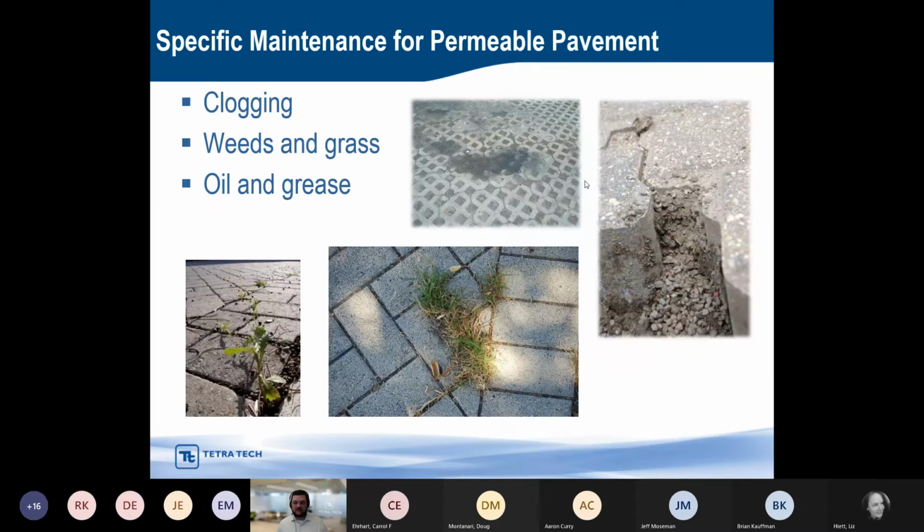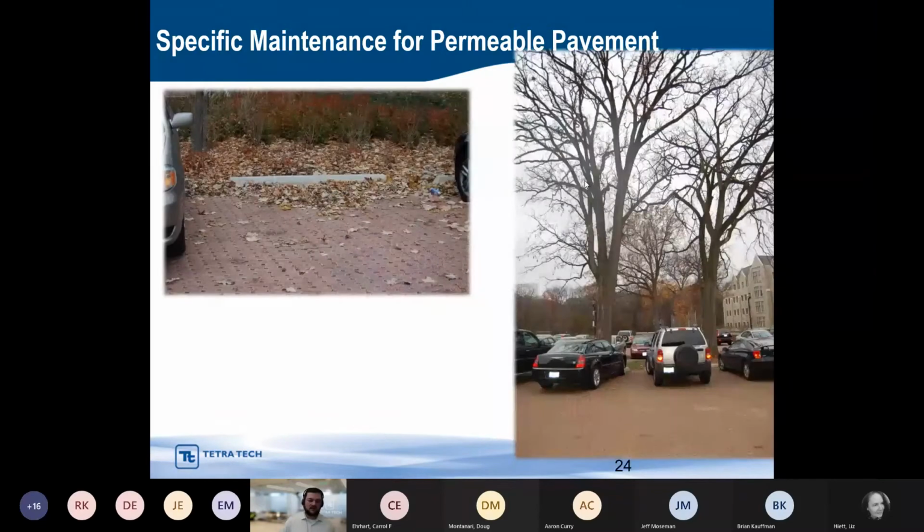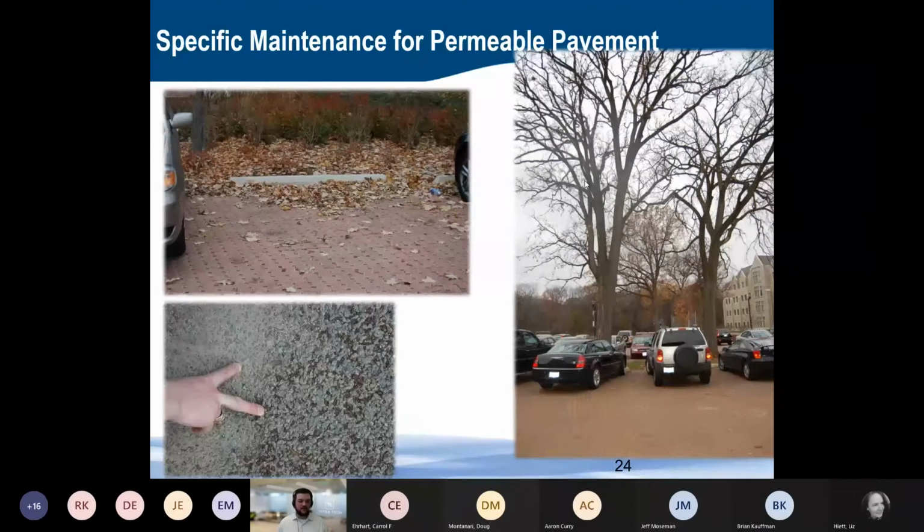So again, some specific maintenance for some of these types of BMPs. For permeable pavement, we're trying to prevent the clogging. We're going to pull some weeds and grass, and may need to treat some for oil and grease. This is another design element, thinking about where we're putting these BMPs. If you were in the previous session, I love an oak tree. I've got a lot of them in my backyard now, but they can be rough on permeable pavement. Anything that drops leaves or acorns can get crushed into that sediment.